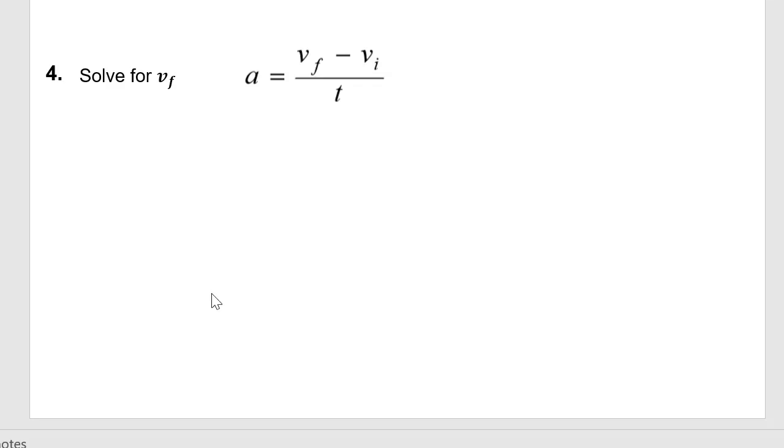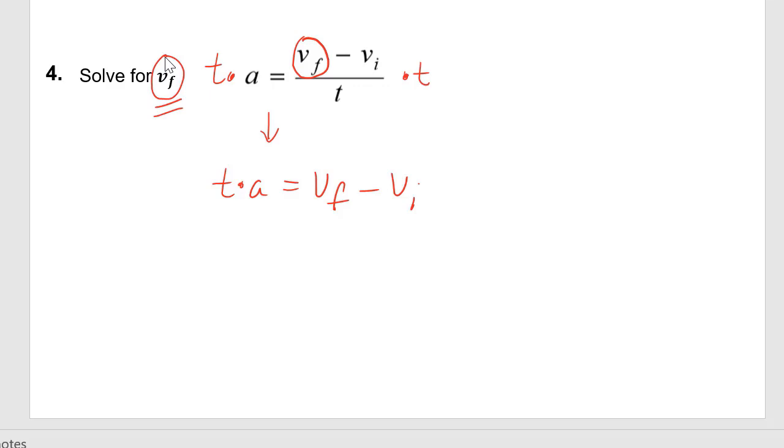Same equation again for acceleration. This time we're solving it for final velocity. So vf is right here. It's part of this fraction on the right side. So the first thing we can do is, again, multiply by t. We want to get rid of this fraction here. So then we have t times a equals vf minus vi, and we're solving this for vf.